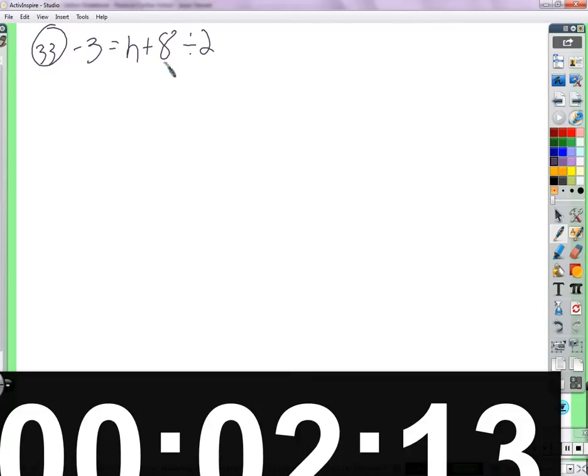You look at this 8, right? Would we add it to h if we knew what h was? No, we divide first, because of the order of operations that we agree to use, right? So this is kind of its own little chunk. 8 divided by 2 is 4. H plus 4 equals 3. That's easier to look at.